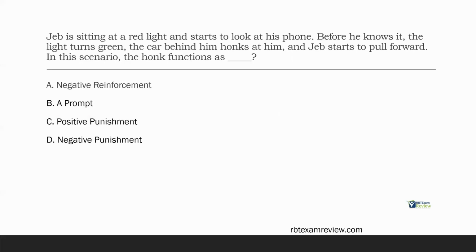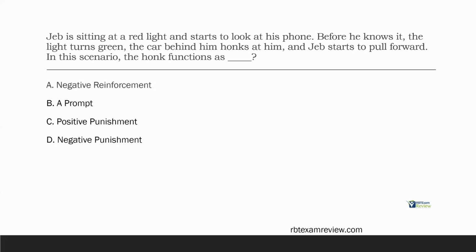Jeb is sitting at a red light and starts to look at his phone. Before he knows it, the light turns green, the car behind him honks at him, and Jeb starts to pull forward. In this scenario, the honk functions as what? So test yourself before you even look at the answer choices. Try to break this down, break the sequence down, okay?